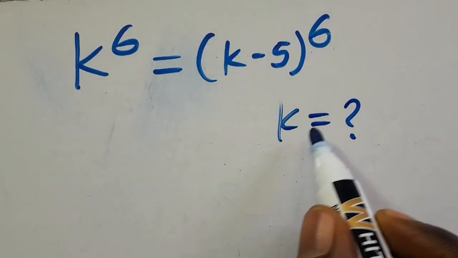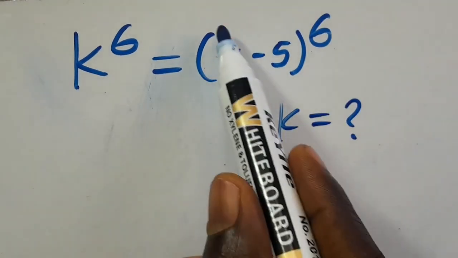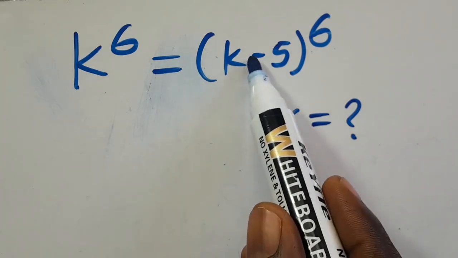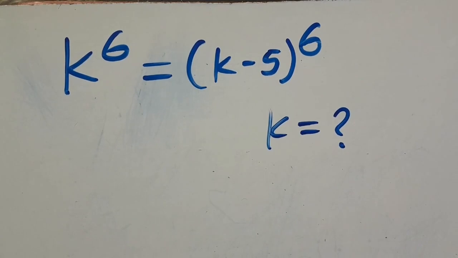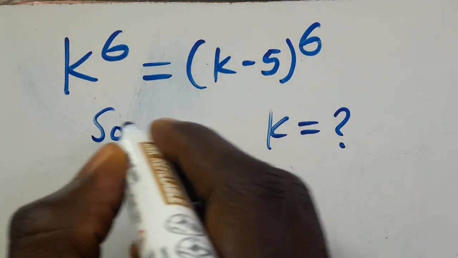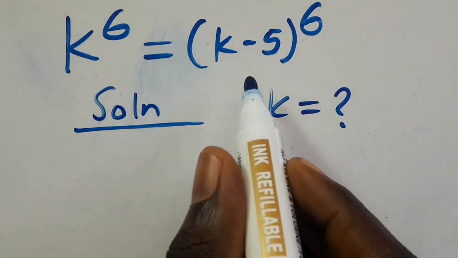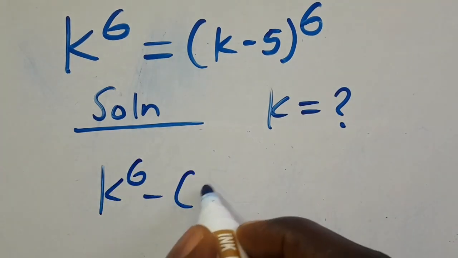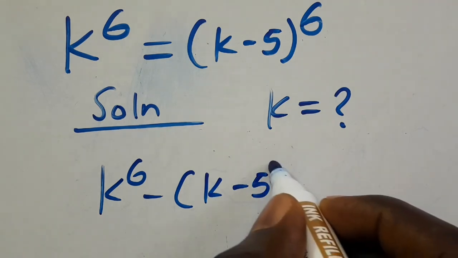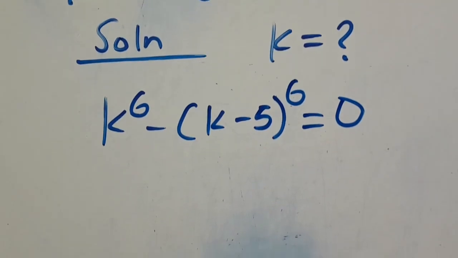Hi, what is the value of k? Given that k to the power of 6 equals (k minus 5) to the power of 6. Let's solve it. From here, let's take this to the other side. Then we have k to the power of 6 minus (k minus 5) to the power of 6. Then we set everything equal to 0.